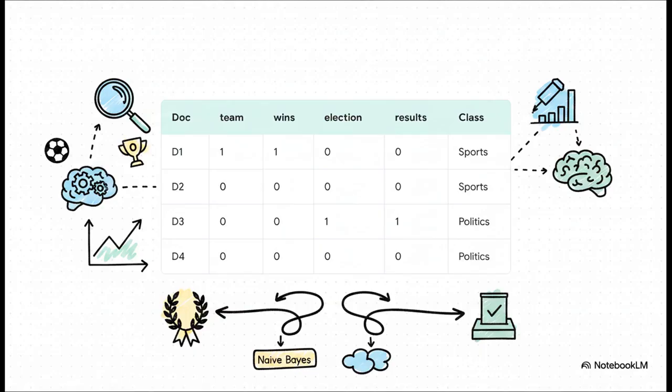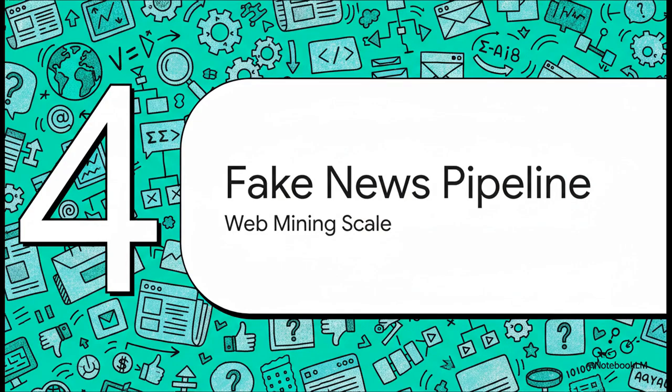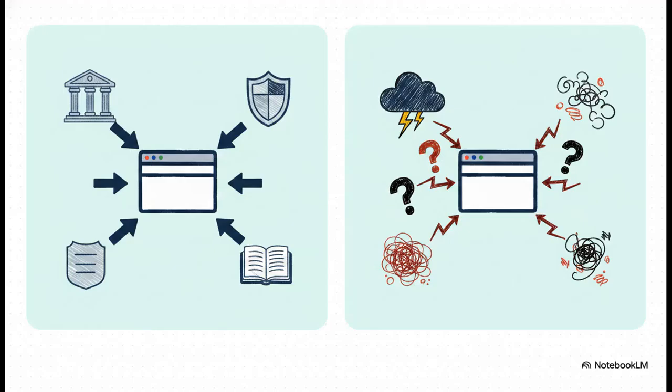Pretty cool, right? Section 4, Web Mining Fake News Pipeline. We're shifting from basic classification to the multivariable math used at an internet scale to detect fake news. In this detection pipeline, step 5 is link analysis, which uses PageRank algorithms. This is all about who is linking to whom.